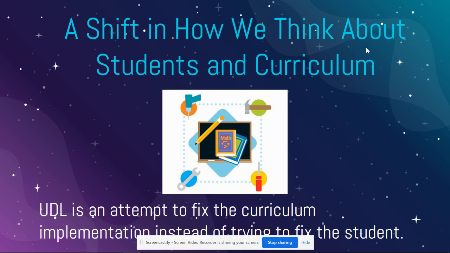UDL is a shift in how we think about students and curriculum. UDL is related to many educational practices that came before it, but it also has roots in the worlds of architecture and product design. Things like curb cuts and easy-to-read signs are examples of universal design, or design meant to be accessible to everyone, including users with disabilities. Implementers of UDL have found that when they make curriculum more accessible, everyone benefits.